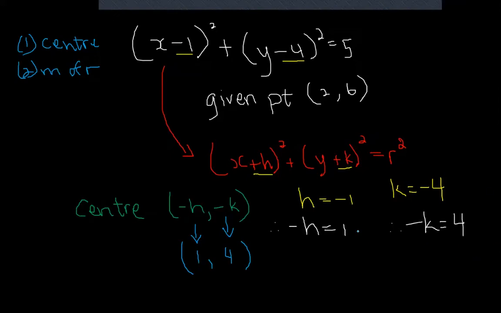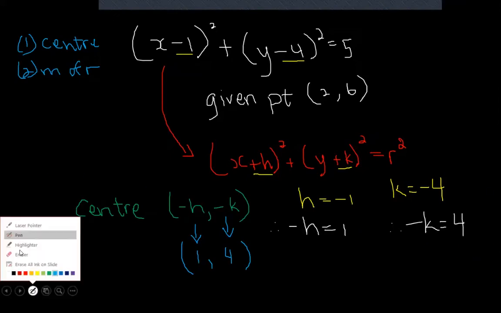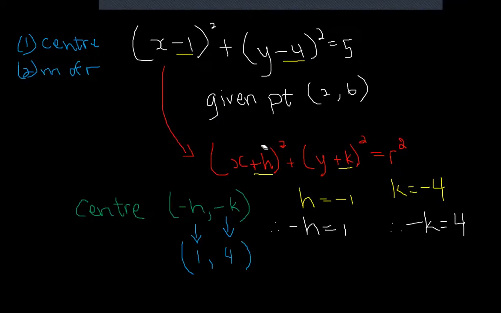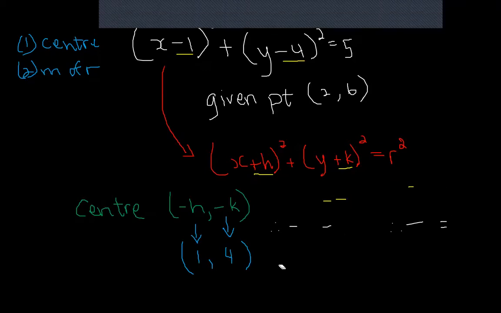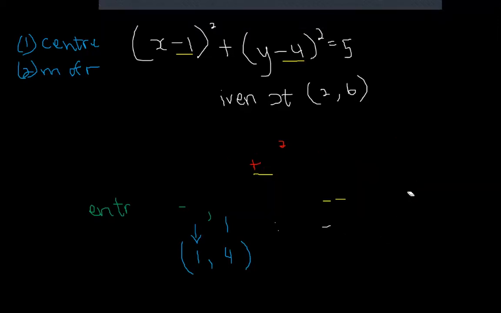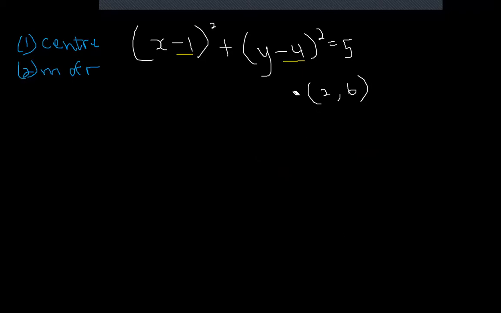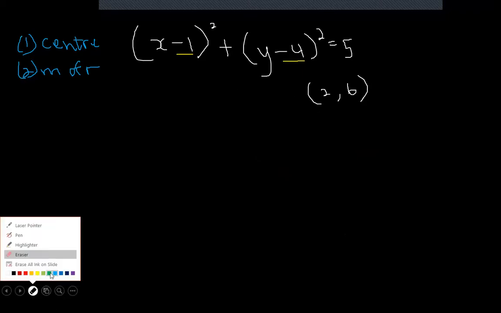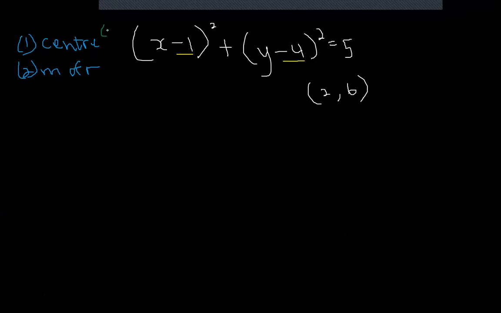All right, so that's step 1 out of the way. We know what the center is now. It's 1, 4. Remember, if you have any doubts at all, please let me know. This is the given. So now we know that the center is 1, 4. Next thing we need to do is to find the gradient of the radius.